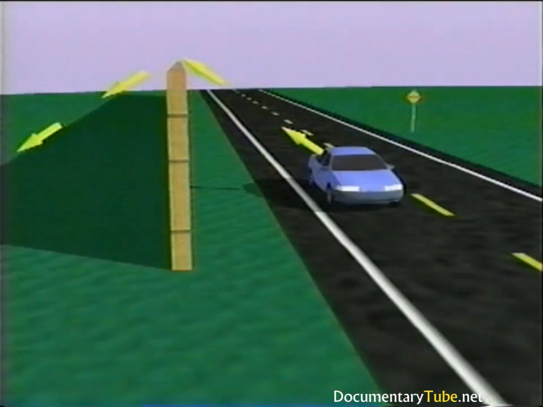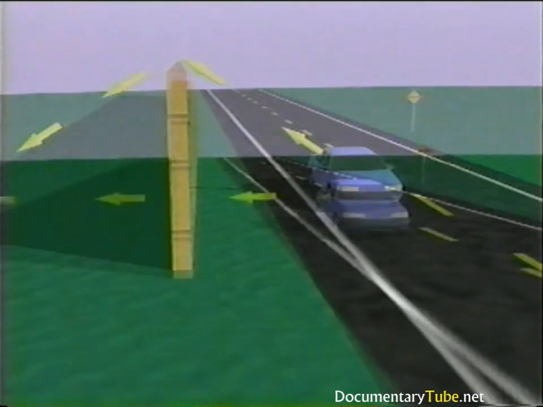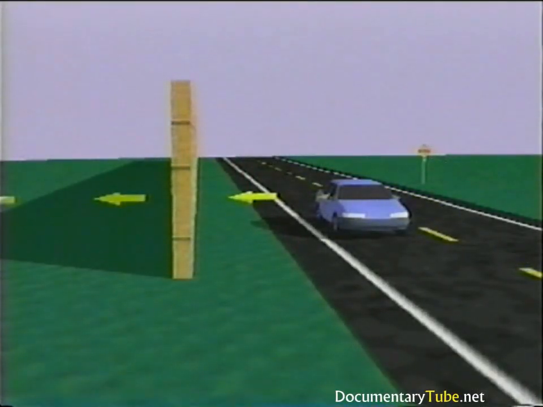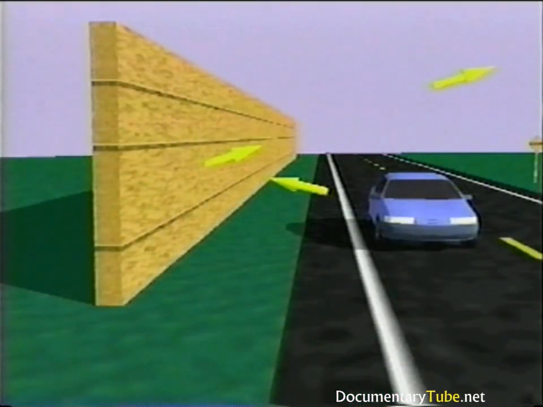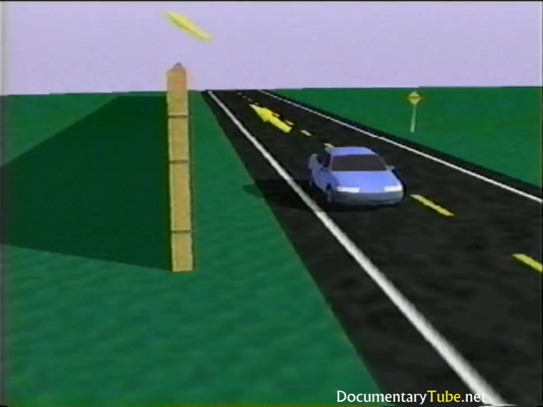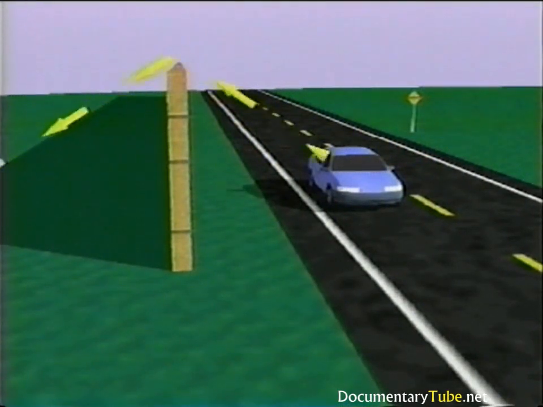When sound encounters a barrier, there are three possible paths it takes: diffracted over or around the barrier, transmitted through the barrier, or reflected by the barrier. The diffracted sound is the most important path that reaches the receiver located on the other side of the noise barrier. This is the sound that bends over the top of the barrier into the barrier's noise shadow.